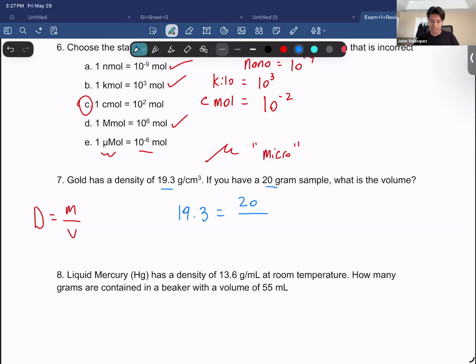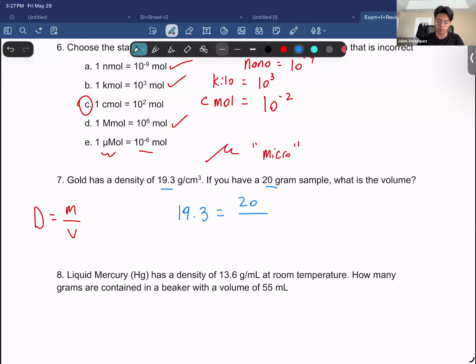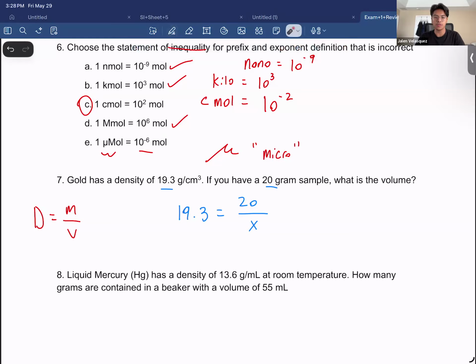Okay, so back to this problem. We have our density, we have our mass on the numerator, and then on the denominator is the volume, which is our unknown variable. So we'll write that as x. Just using our mathematical intuition, does anybody have an idea as to how you would solve for this unknown variable down here?